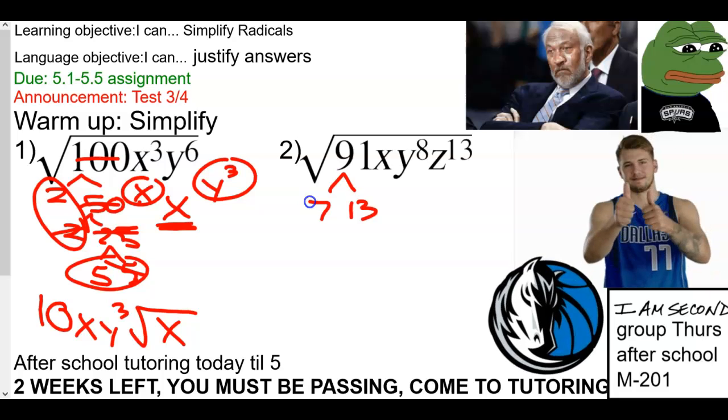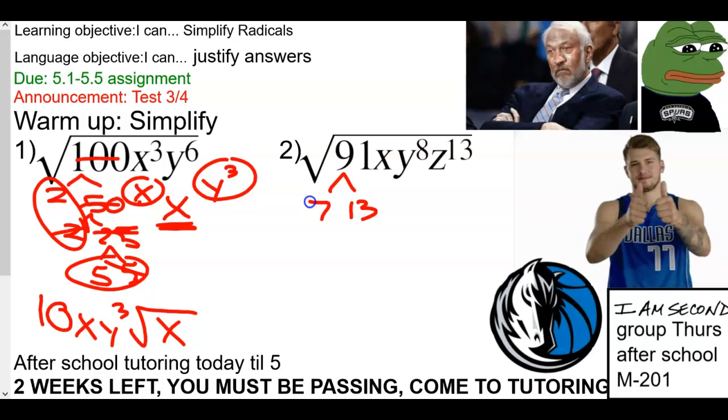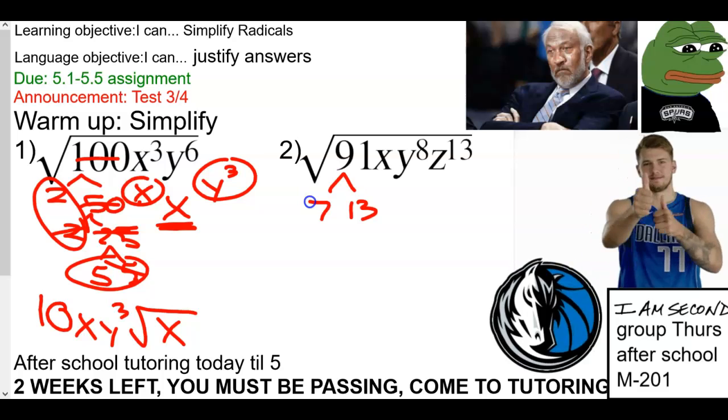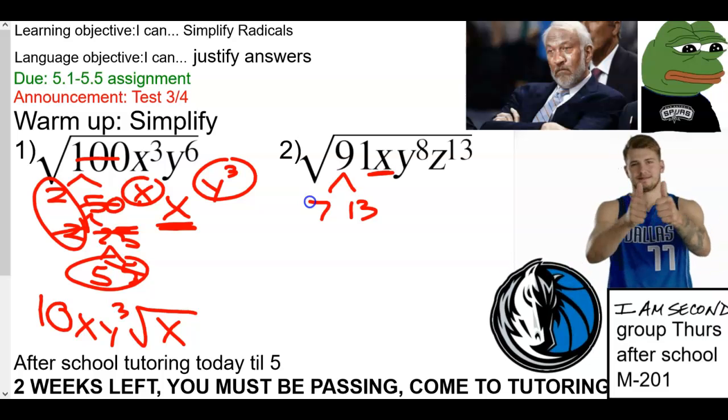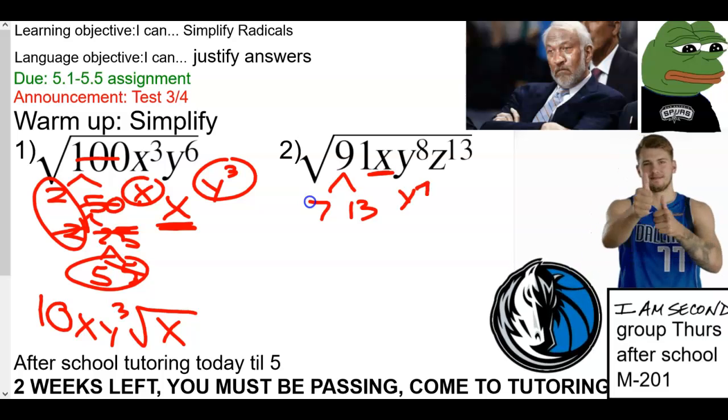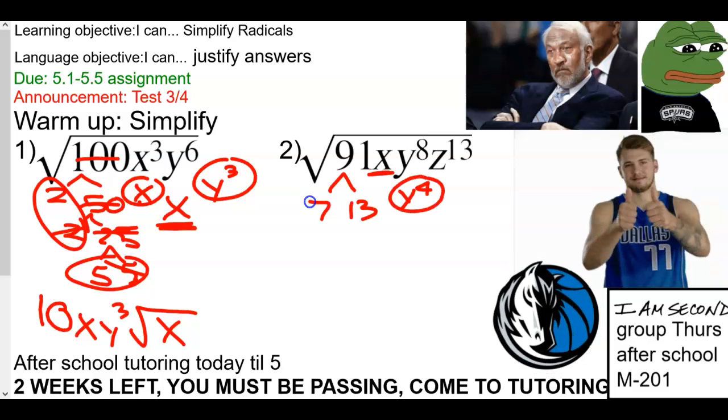Okay, so 91 is going to stay inside. We have 1 x. That's not a pair. Leave it there. Y to the 8 actually does have 4 pairs, so y to the 4. Circle that. Now, z to the 13.